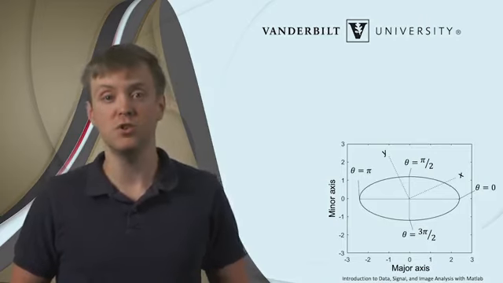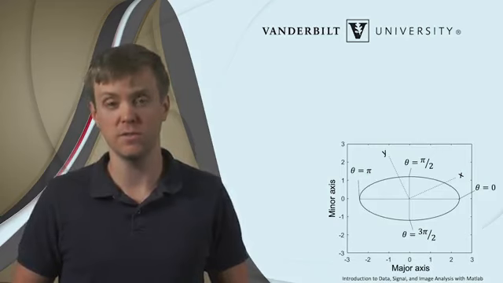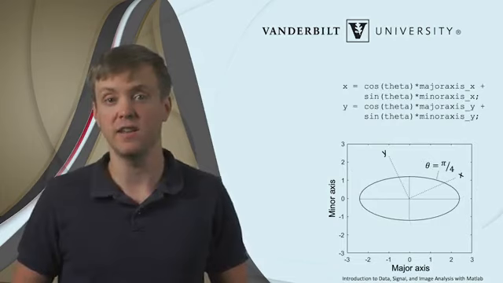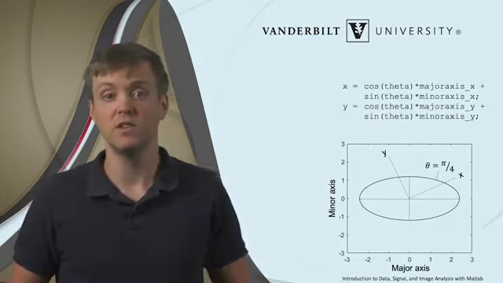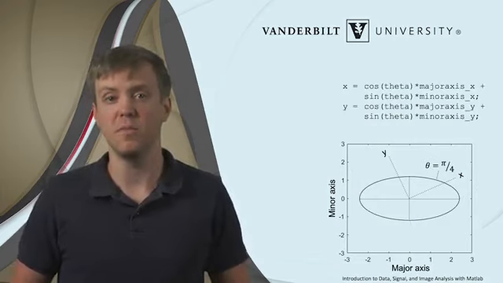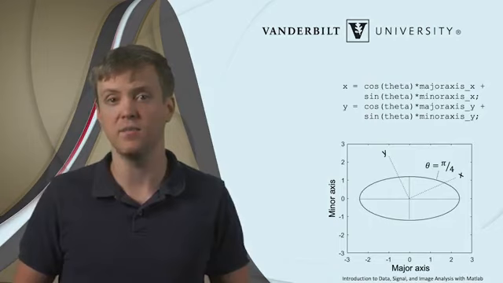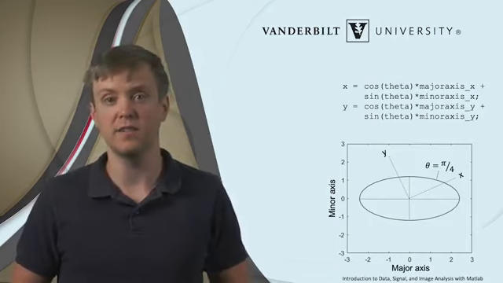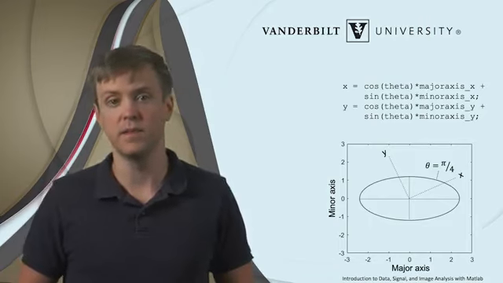What defines the proportion of each direction in the mixture? Our same trigonometric functions, cosine theta and sine theta. So in this case, we can define our coordinates as x equals major axis x times cosine theta plus minor axis x times sine theta, and y equals major axis y times cosine theta plus minor axis y times sine theta.